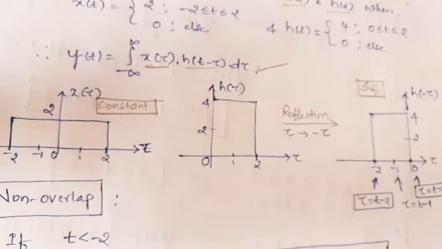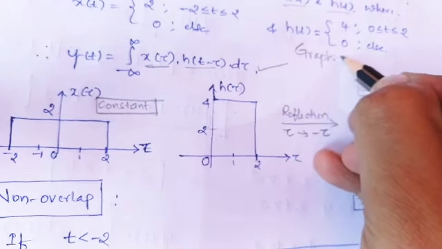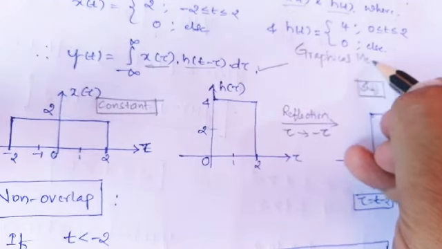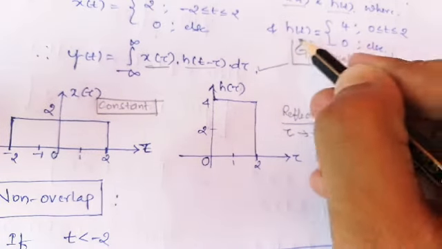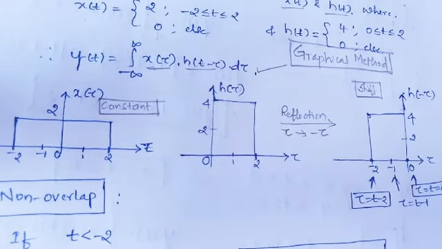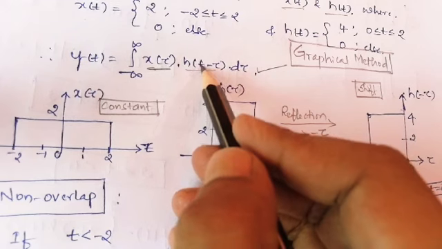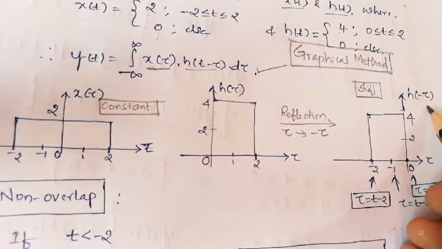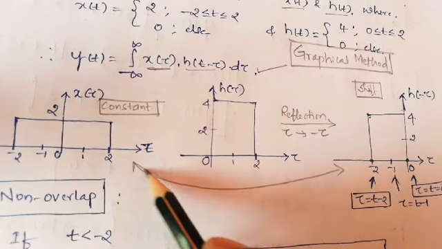Then we have to perform the convolution between these two sequences by the graphical method. So we are discussing this convolution operation by the graphical method. As we know, the first sequence we keep constant, the second sequence keeps on shifting. For each shift we have to check how much overlap there is between the two sequences.